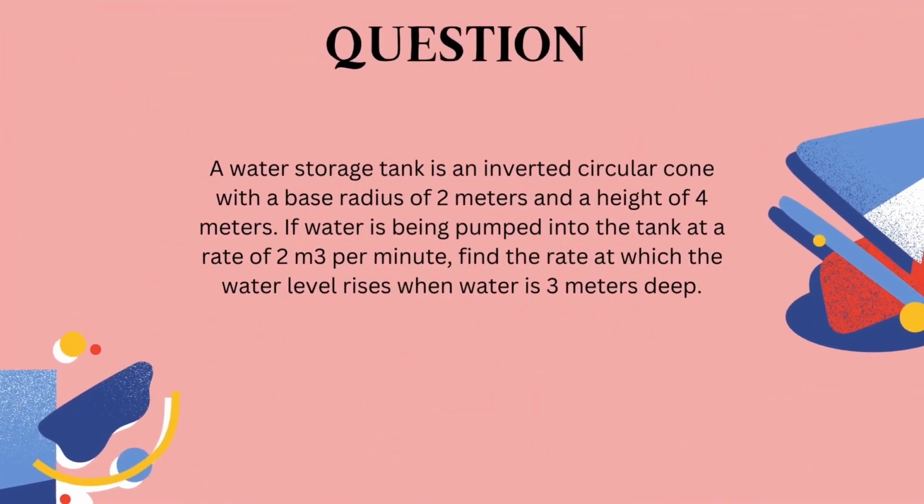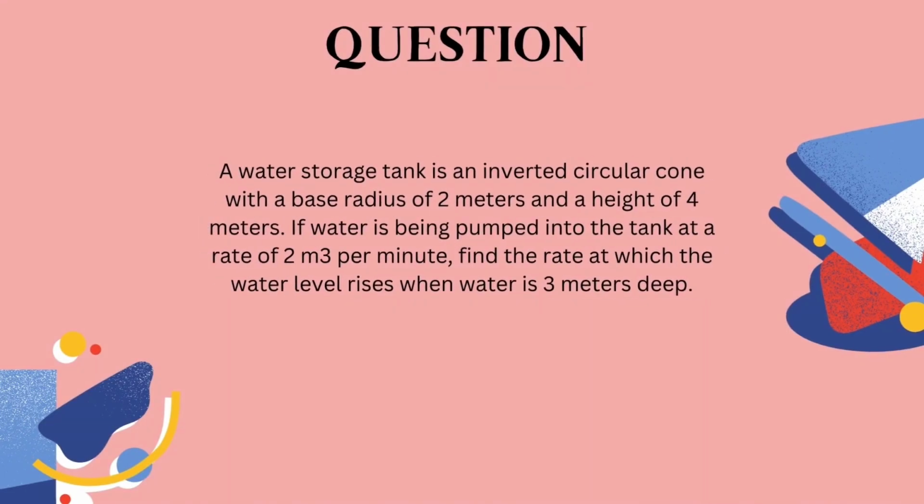A water storage tank is an inverted circular cone with a base radius of 2 meters and a height of 4 meters. If water is being pumped into the tank at a rate of 2 m³ per minute, find the rate at which the water level rises when the water is 3 meters deep.